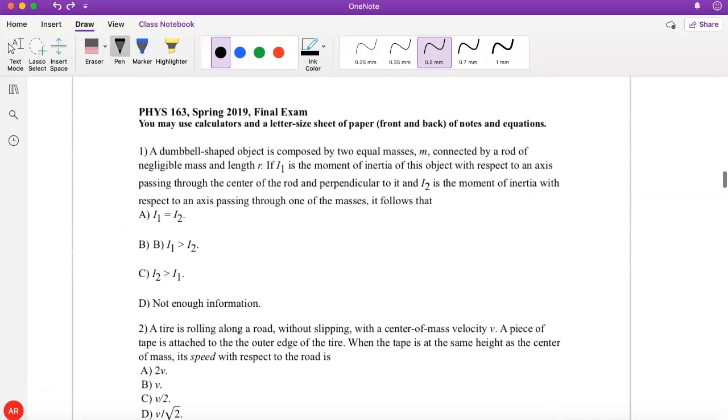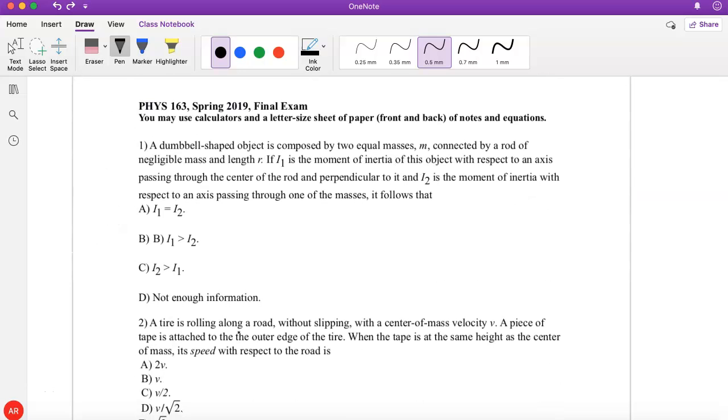All right, so here is the sample exam. Let's start with the first question. We're going all the way back to chapter 12, where we talked about things like moment of inertia, rotational dynamics, etc. Okay, so we have a dumbbell-shaped object. We have two equal masses, mass m here, mass m here, connected by a rod of negligible mass and length r.